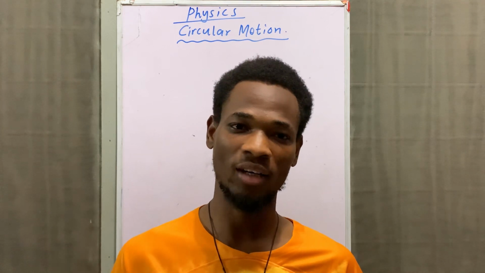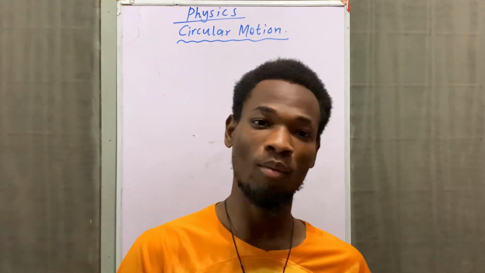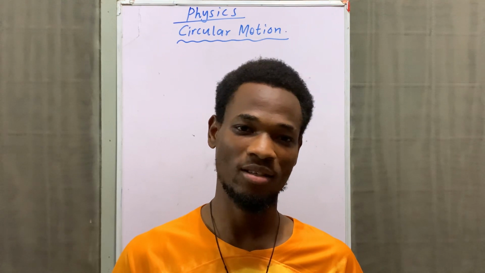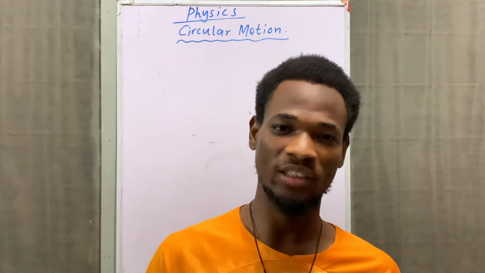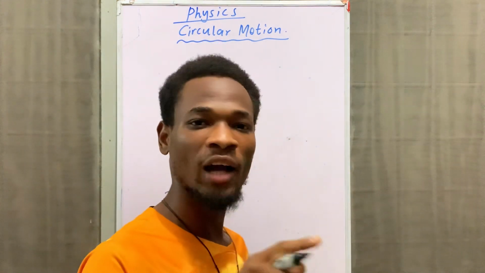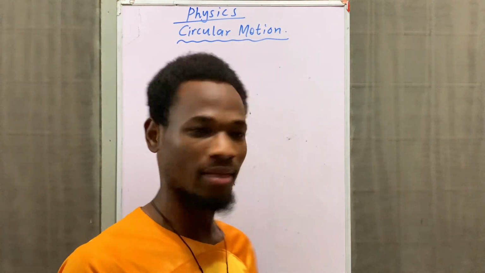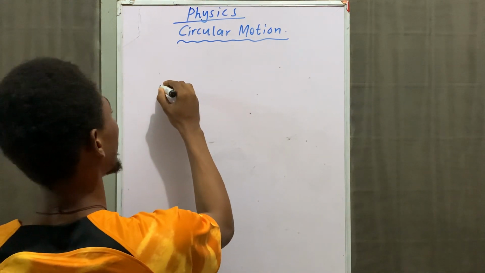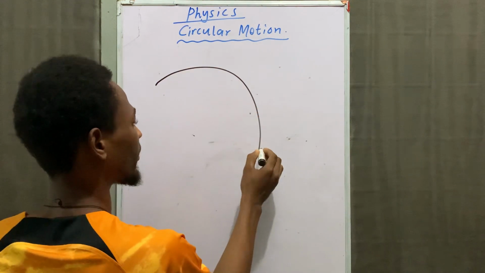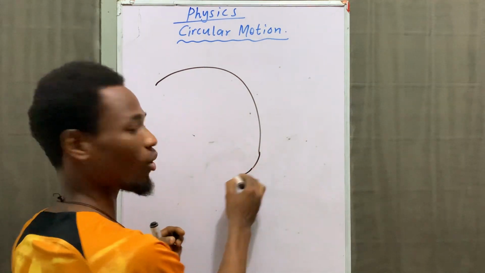Today, let's consider circular motion in physics. Now let us consider a body moving along a curved path. Let's say you have a body this way. Let's say you have a curved path or an arc.